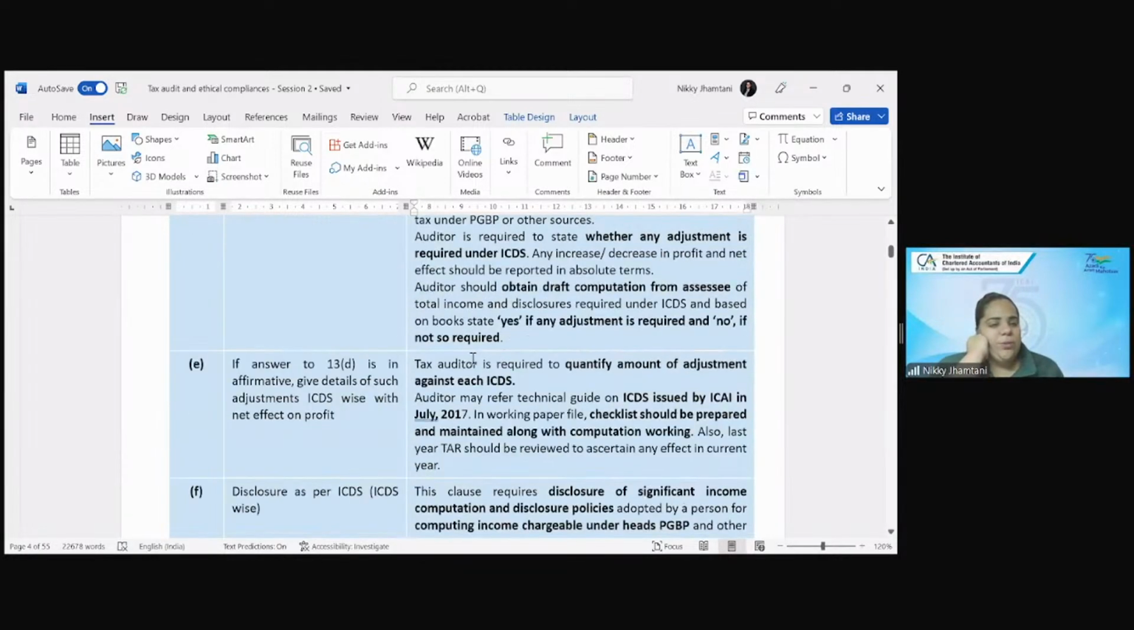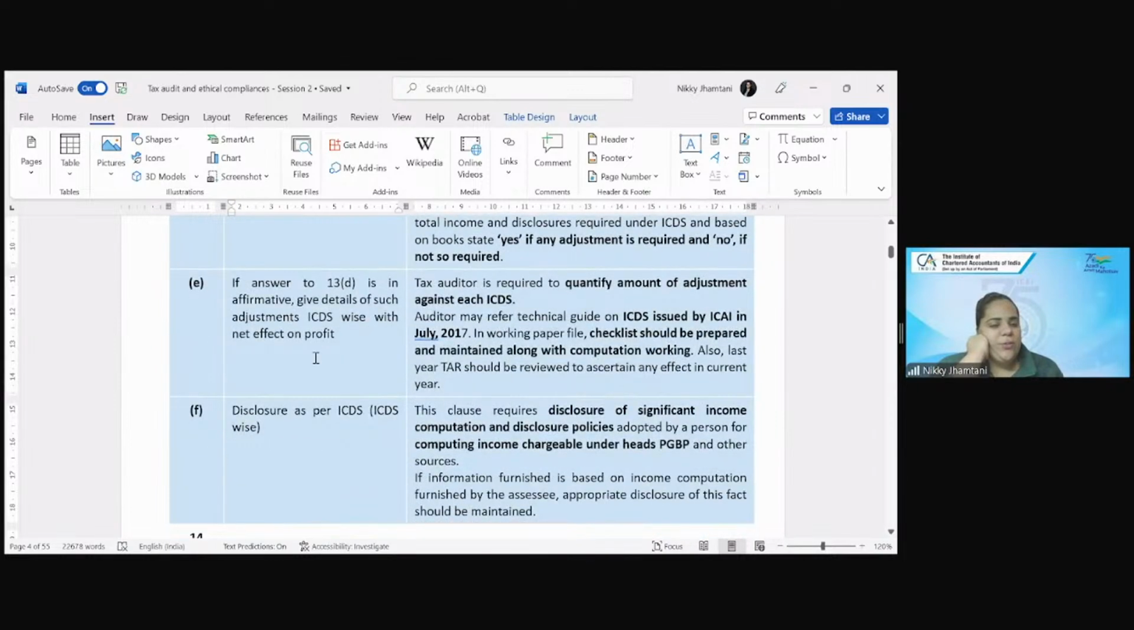If answer to 13D is in affirmative, give details of such adjustments ICDS wise with net effect on profit. So tax auditor is required to quantify amount of adjustment against each ICDS. Auditor may refer technical guide on ICDS issued by ICAI in July 17. In working paper file, checklists should be prepared and maintained along with computation working. Also, last year's tax audit report should be reviewed to ascertain any effect in the current year.